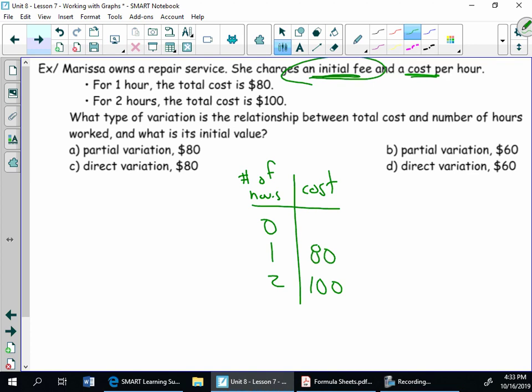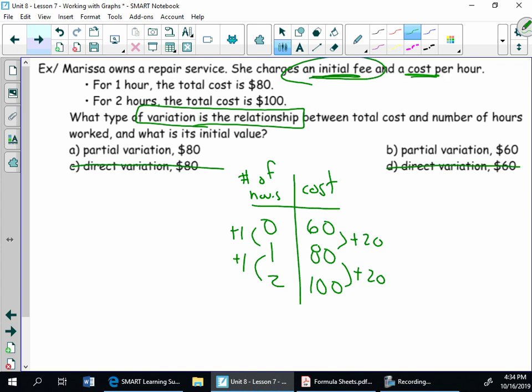What's the pattern to my table? Well, it seems like it went up 1 hour and went up 20. So for every hour it must be $20, which means if I go backwards, that has to be 60, right, to follow the pattern. Okay, plus 20, plus 20, plus 1, plus 1. There's my table. Okay, what type of variation is this relationship? Well, I know that I have an initial value, so it has to be partial.